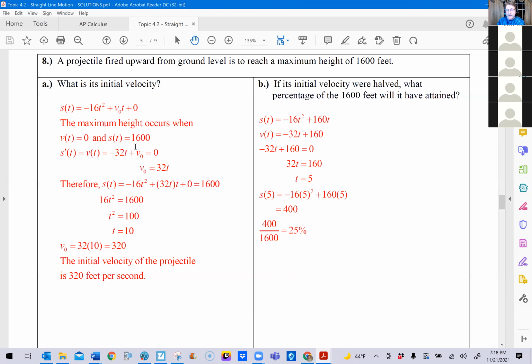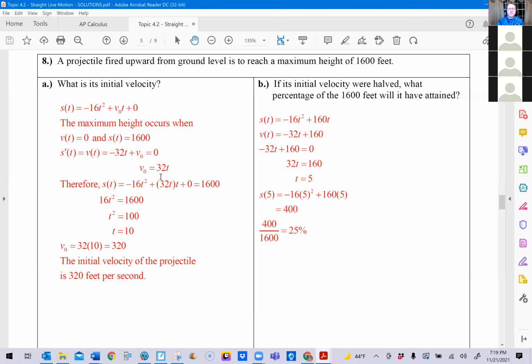And the position is going to have to be 1600 if that is the maximum height. And so all you have to do is take the derivative of the position, very easy, guys: -32t plus V0, nothing difficult there. And you have to realize that is the velocity, which means it is going to be set equal to 0. It's a problem because there's a t and a V0. That's no fun, right? So you solve it for V0 by adding the 32t, and you put that off to the side.